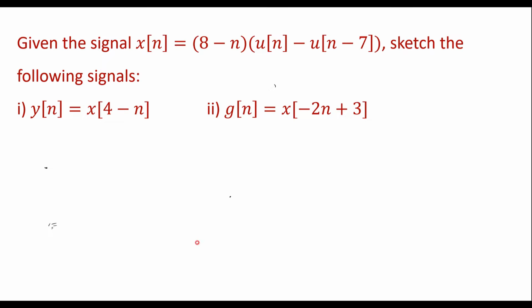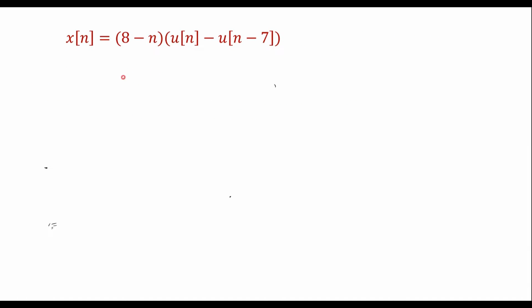So here the signal x of n is given. With the help of x of n, we are supposed to sketch y of n signal and g of n signal. First, let me take the x of n signal. So x of n is equal to 8 minus n, u of n minus u of n minus 7. Let me draw x of n signal.